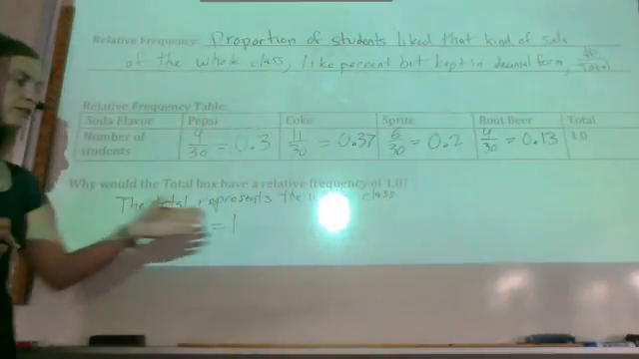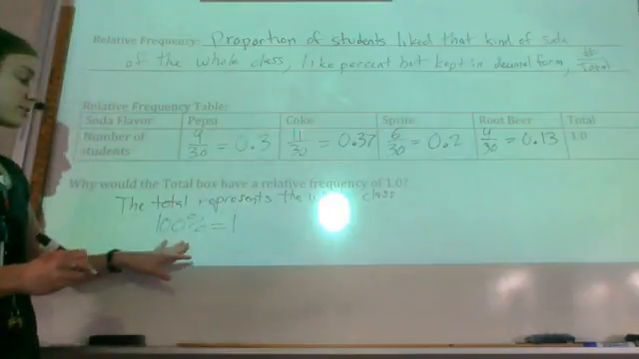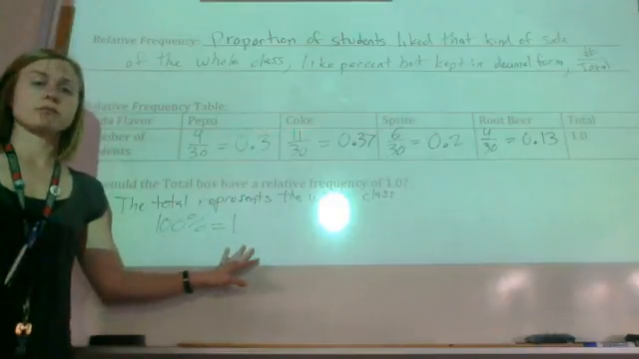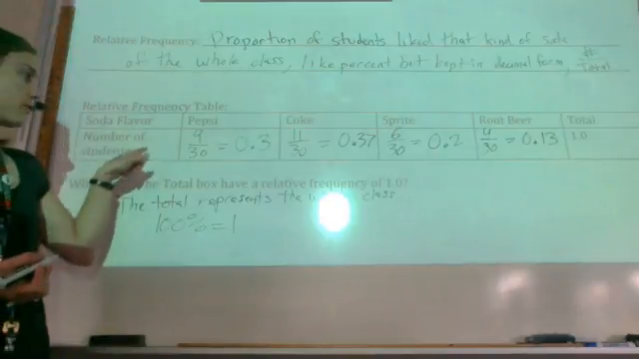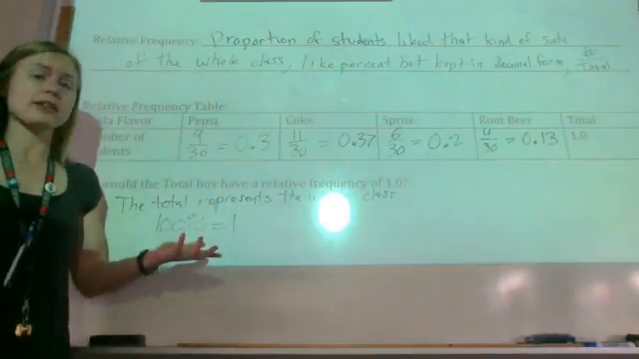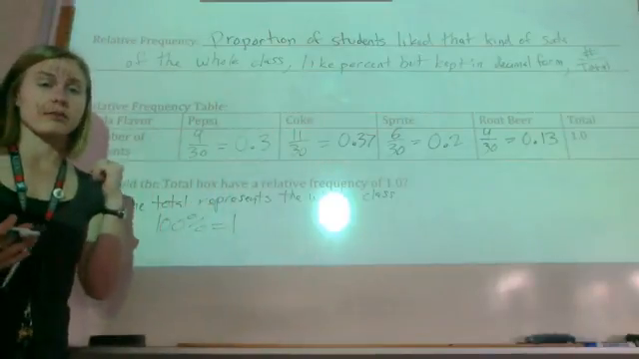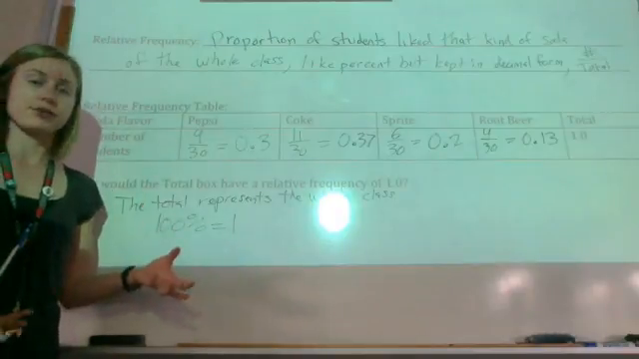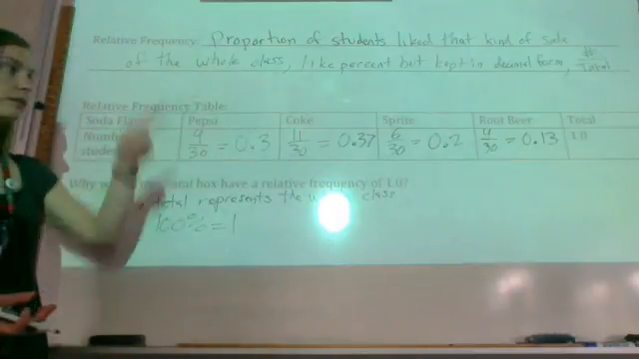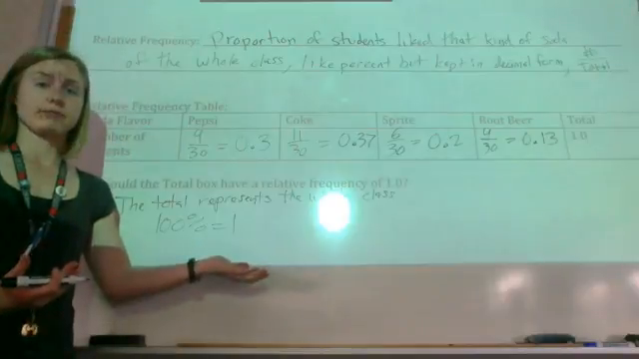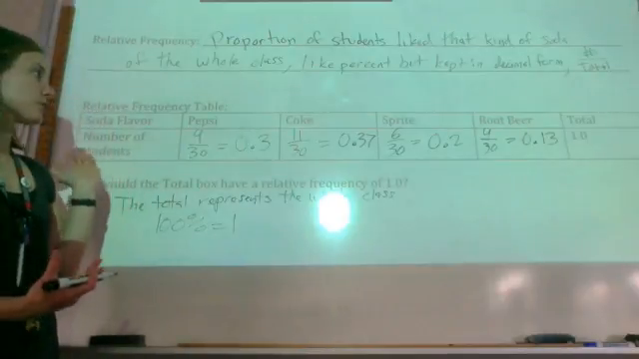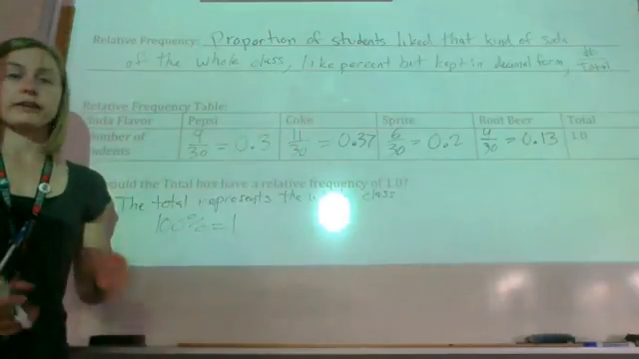So the total represents the whole class, and 100% equals 1 in this case, especially considering the fact that if we added all these up, it should add to 1, just like earlier when we added all of our percents up, it should equal 100. So that's why your total box is always going to be 1. And that helps you kind of check that you did your relative frequencies correctly.